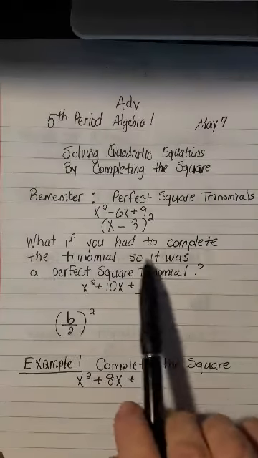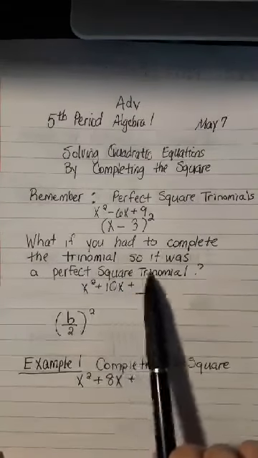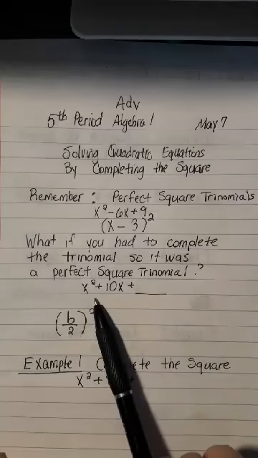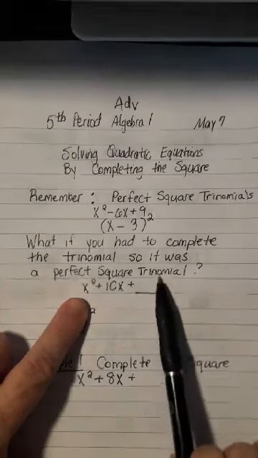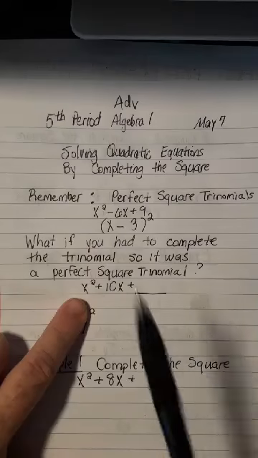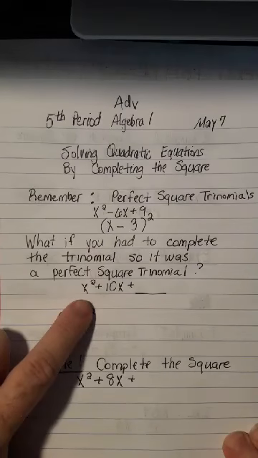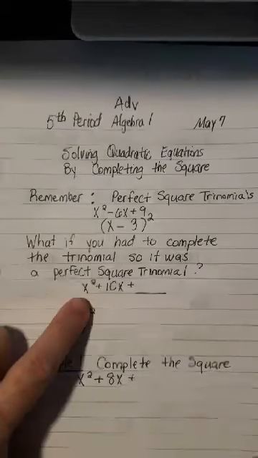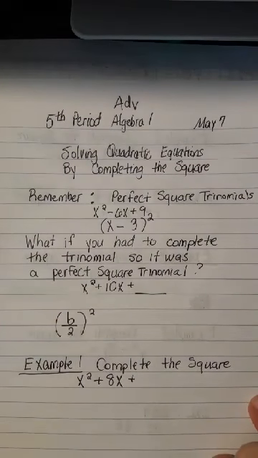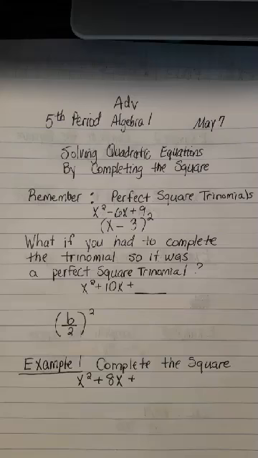This says, what if you had to complete the trinomial so it was a perfect square trinomial? What if you had this, the x squared plus 10x, and you didn't have that last number right there? Do y'all want to take a guess at what you think would go right here to make this a perfect square trinomial? If you think you know, just type that number in. If you don't know, that's fine. I'm going to show you. I thought I'd give you a minute to see if you know, though.